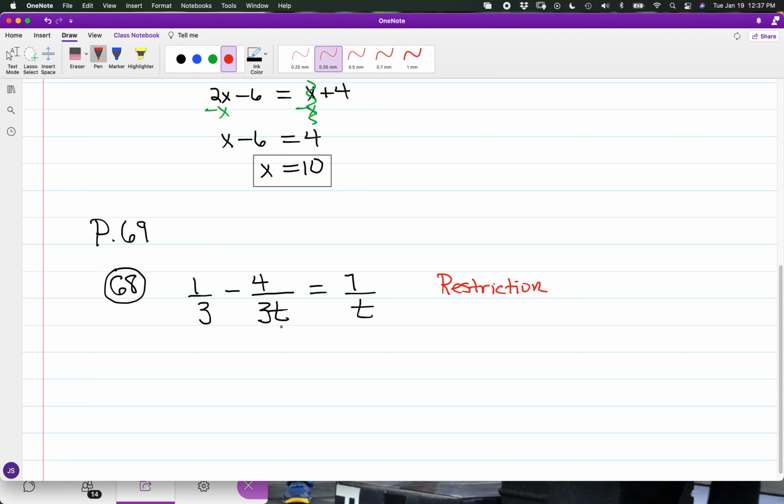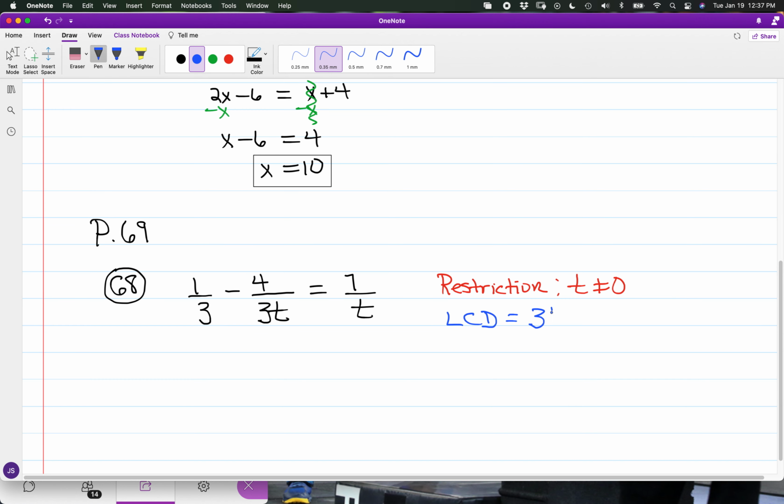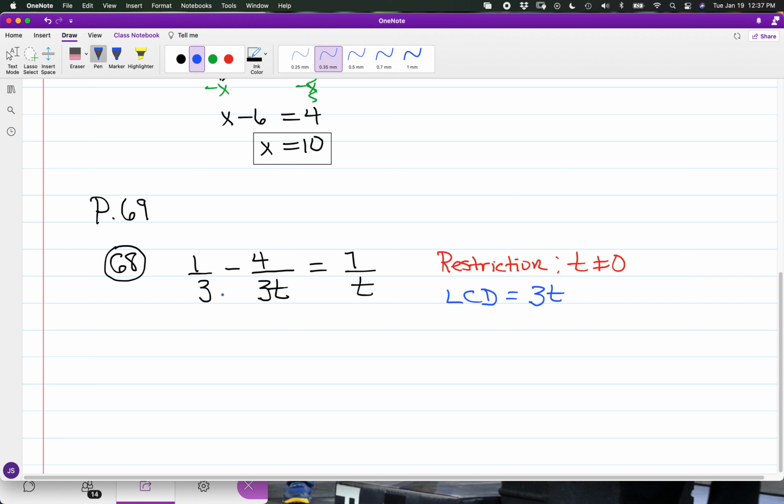Okay, 3t cannot equal 0, so t can't equal 0. And for what we have in our statement, now we have the least common denominator, the smallest term that both 3t and t will go into, and that is going to be 3t. Again, I'm not going to write all the expressions in terms of 3t. I'm just going to clear out the denominators since I'm looking at an equation.